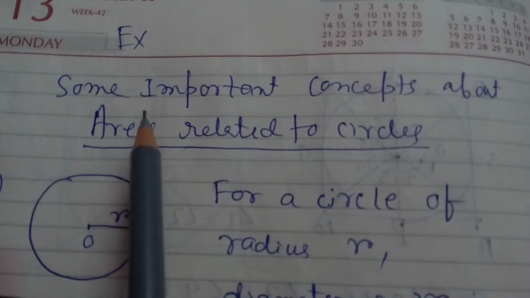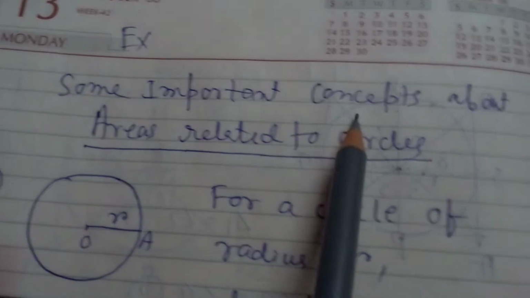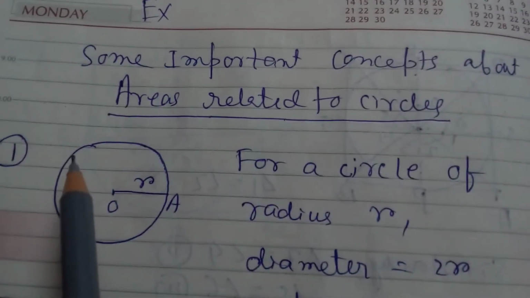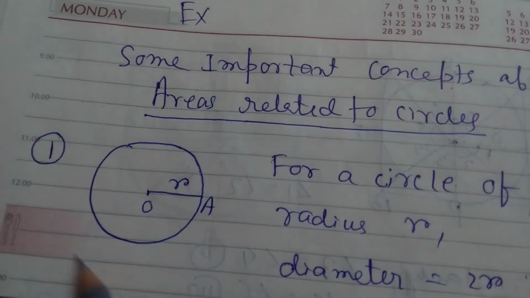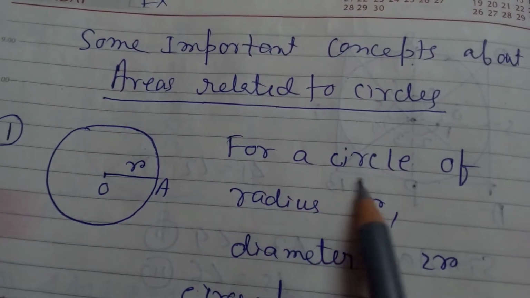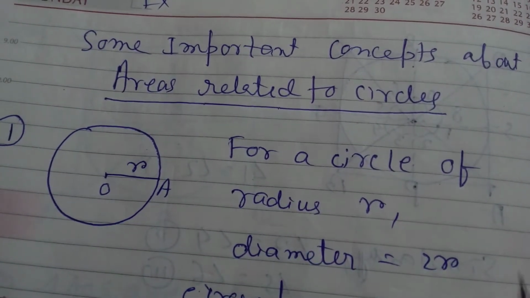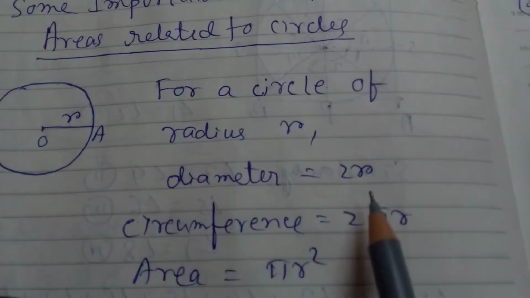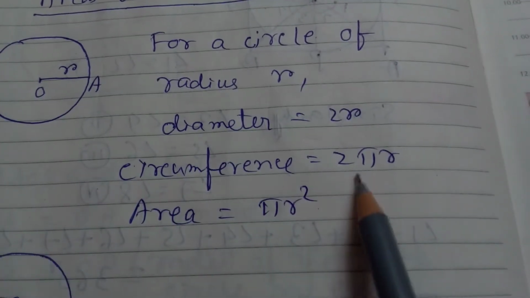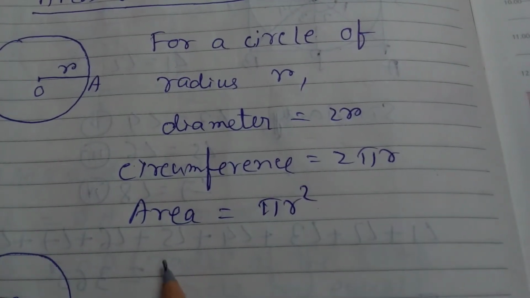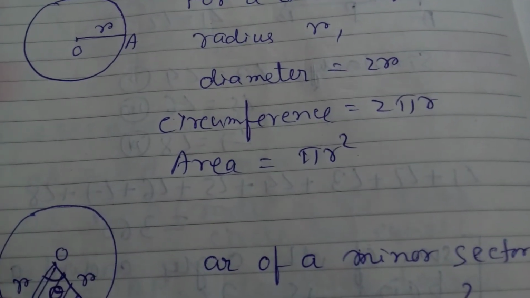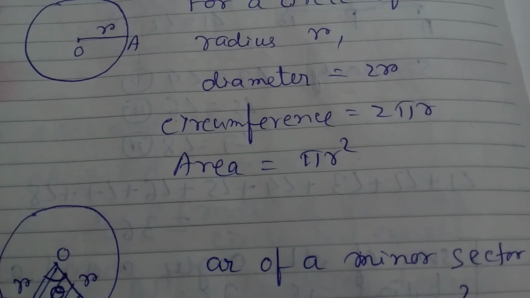Today I shall explain some important concepts about areas related to circles. First, this is a circle of radius r and O is the center. For a circle of radius r, diameter equals 2r, because diameter is 2 into radius, circumference equals 2 pi r, and area equals pi r square. These concepts are necessary before starting Exercise 12.1.